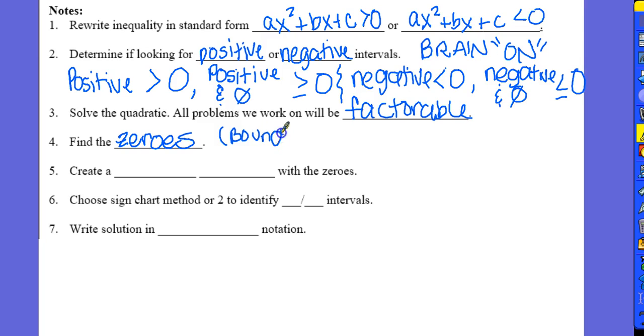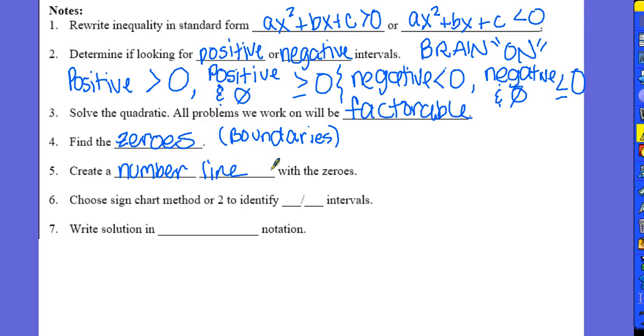We want to know them. It's important to know what the boundaries of our solution are, the boundaries of our positive intervals and the boundaries of our negative intervals. We want to know those numbers. After we do that, we're going to create a number line with our zeros.